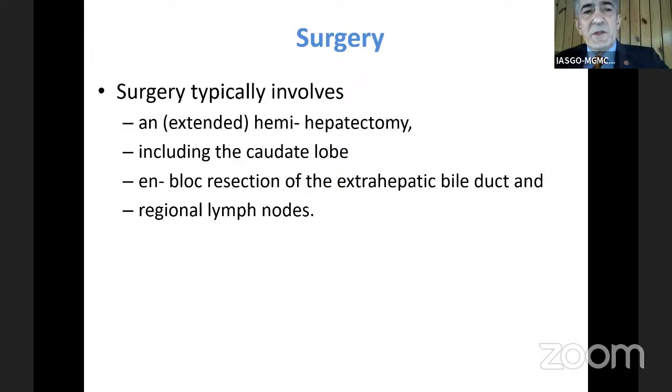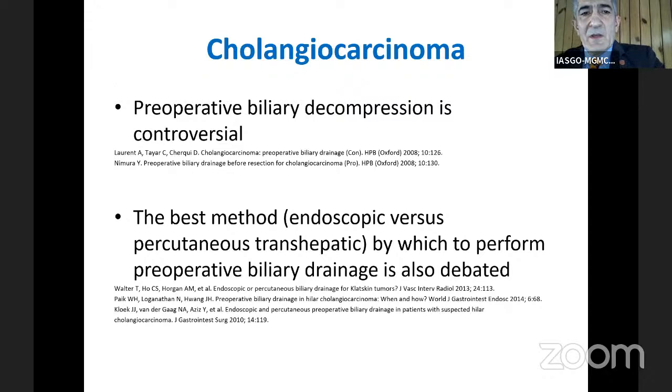In those patients, surgery typically involves an extended hemihepatectomy, including the caudate lobe and en bloc resection of the extrahepatic bile duct and regional lymph nodes. It's a big surgery. But in spite of this, preoperative biliary decompression is controversial. The best method, endoscopic versus percutaneous transhepatic, by which to perform preoperative biliary drainage is also debated.